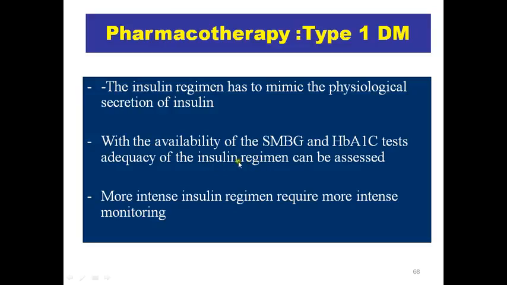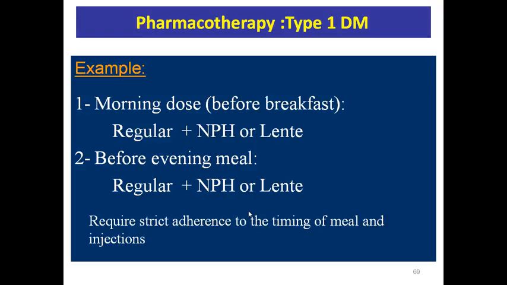The adequacy of the insulin regime can be assessed. More intense regimes require more intense monitoring. So the more intense the therapy is, the more insulin injections you give to the patient, the more you will have to do blood testing of these patients. There are several examples of how you can give it.